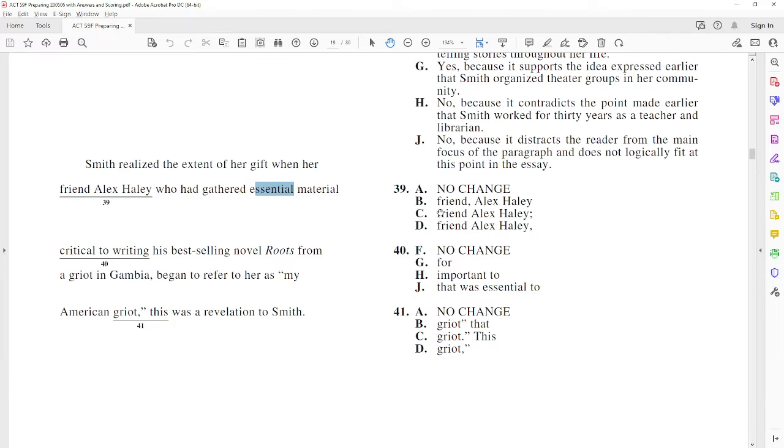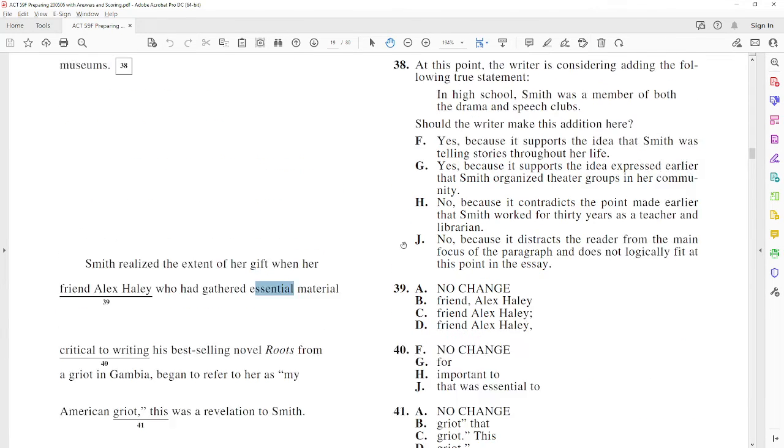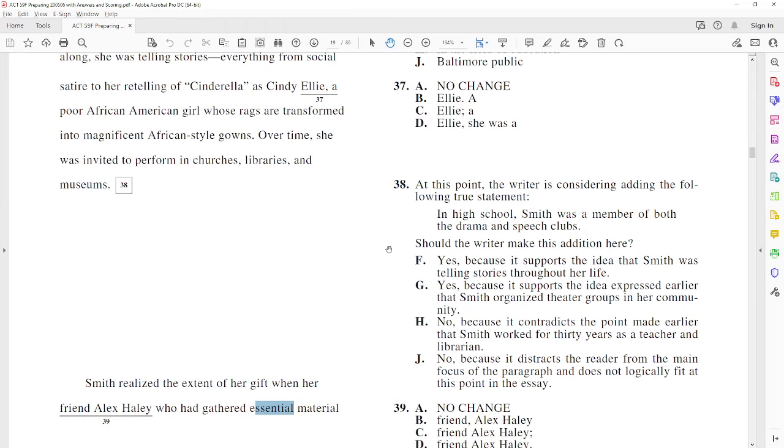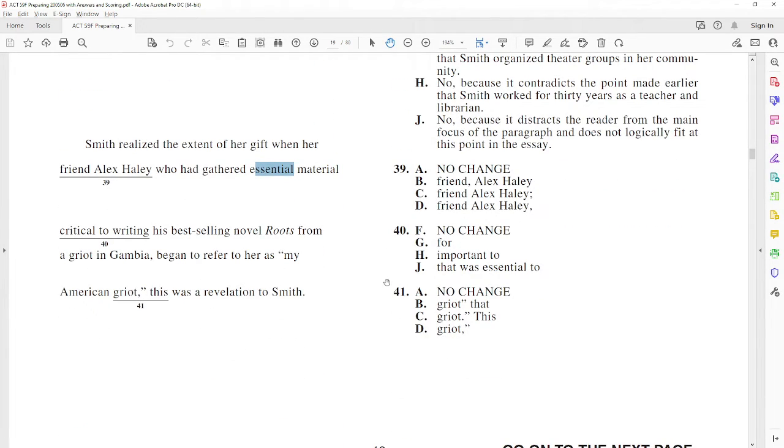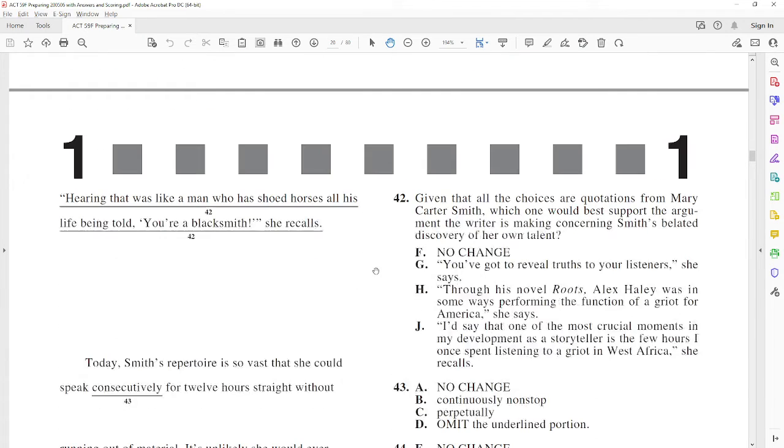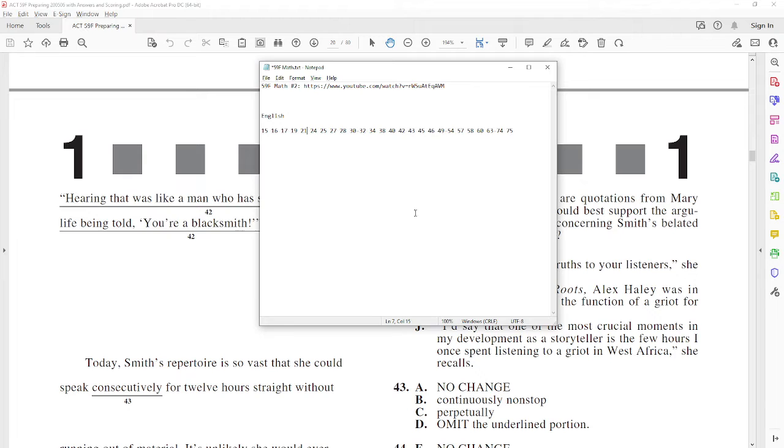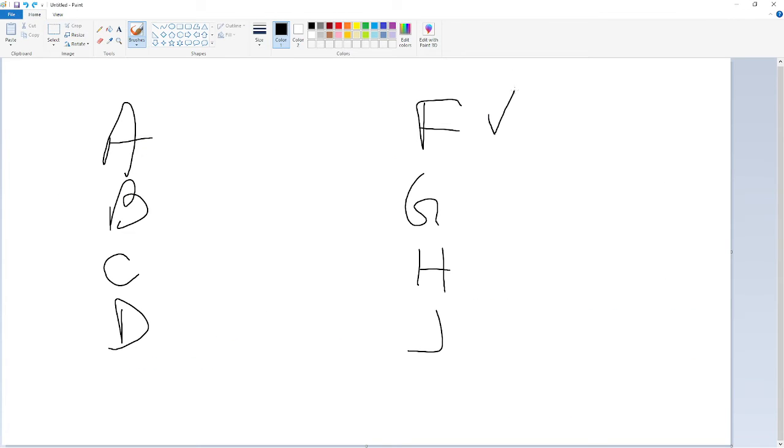So the discovery is that she thought she wasn't a writer. She thought she wasn't a griot. And then all of a sudden Alex Haley said, you're my American griot. So she's discovered it. Well, would that be like a man who has shoed horses all his life? She's been a griot all her life or for a long time. Being told you're a blacksmith. Being told, like she was, you're my American griot. Well, yeah, those are almost identical. One is in the world of writing and storytelling, while the one underlined is in the world of shoeing horses, but it's the same thing. So that one looks good. Let us say F. Sounds good to me.